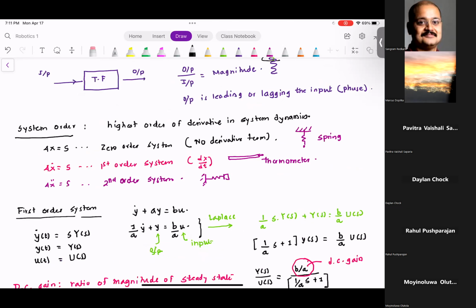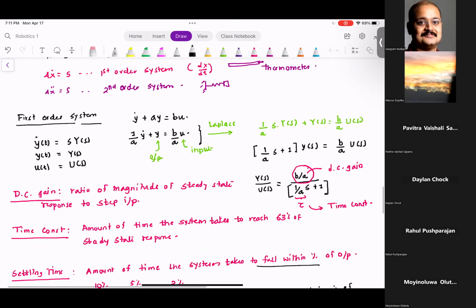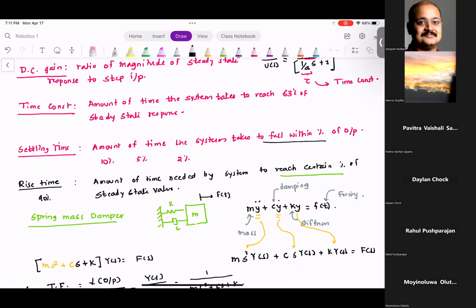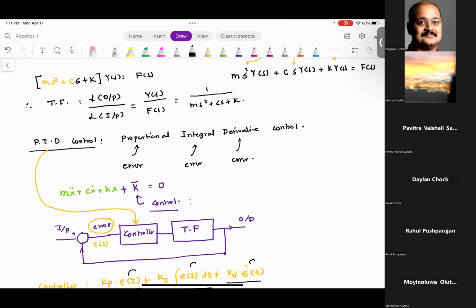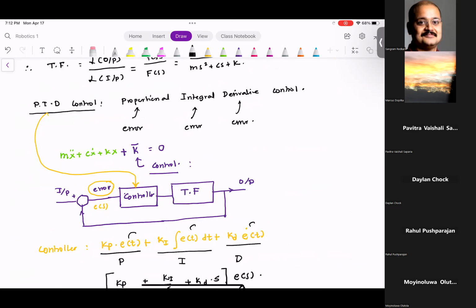The last part of today's lesson is about adding the controller. A typical controller that is used for linear controls is the PID control, which stands for proportional, integral, and derivative control. We have a KP term, the term proportional to error. We have a KI term, the term proportional to the integral of error, and we have a KD term, the term proportional to the derivative of the error.